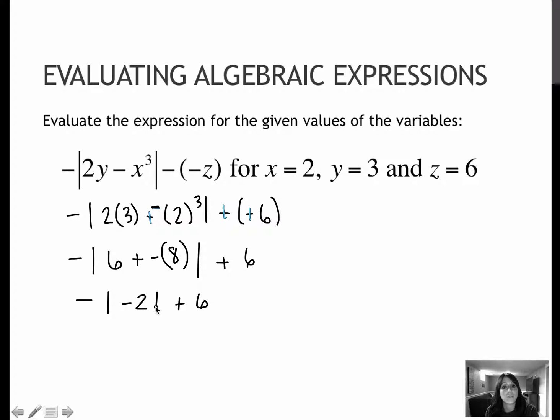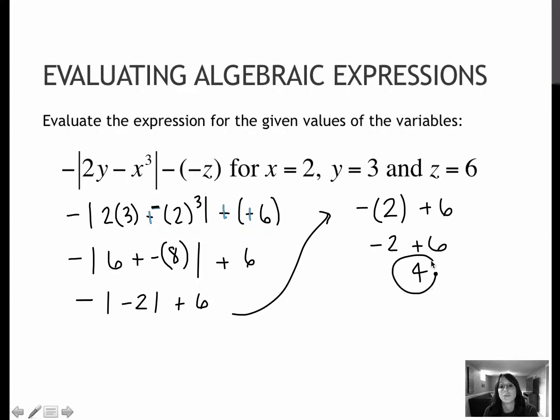The absolute value of negative 2, I'm going to come up here, is positive 2, but notice I have this negative on the outside. So we talked before about the fact that that means once I've found the absolute value, I'm taking the opposite. So the opposite of 2 is negative 2, and negative 2 plus 6 is positive 4, and that's my solution.